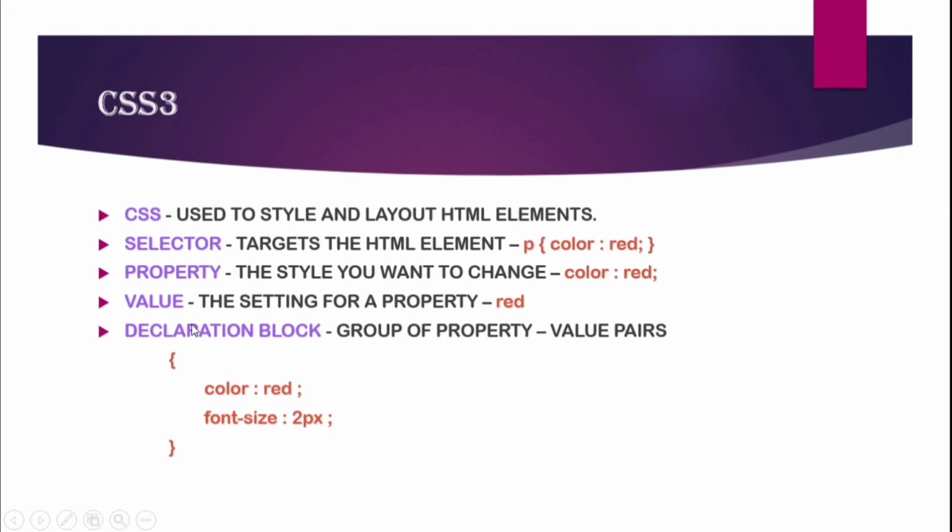Then we have the declaration block. A group of property-value pairs is the declaration block. You can see color red, font size 2 pixels. So this is the declaration block. You can see this is the basic syntax.